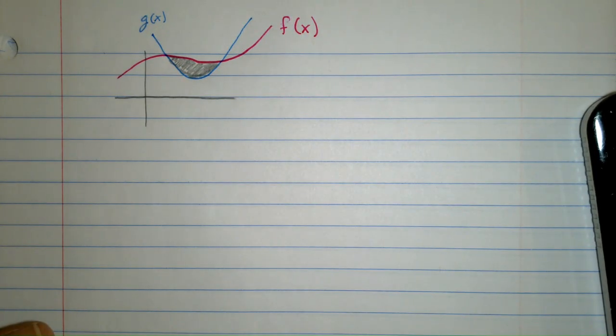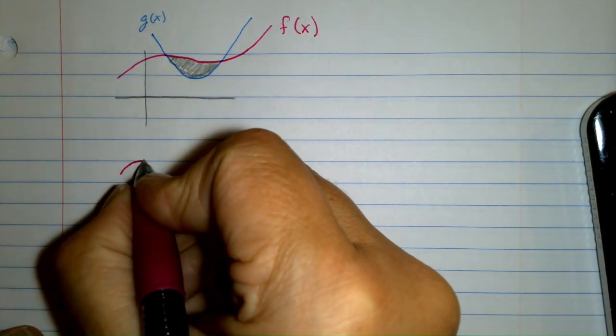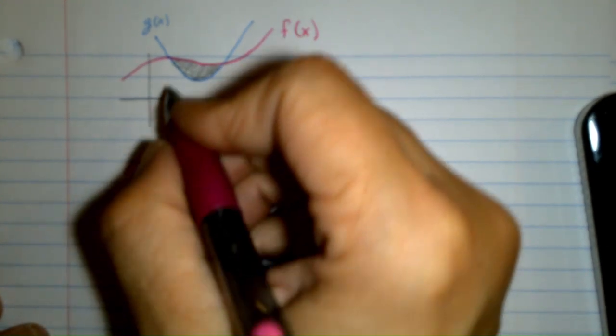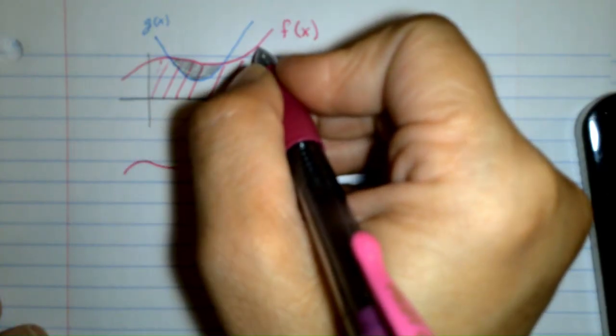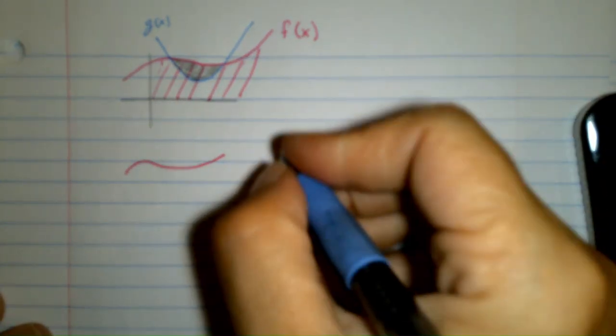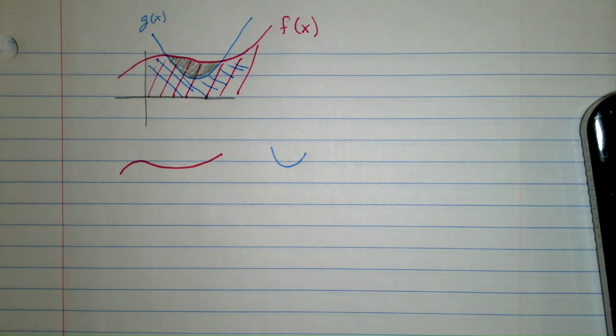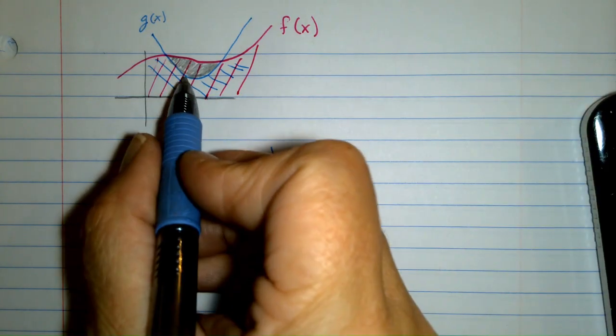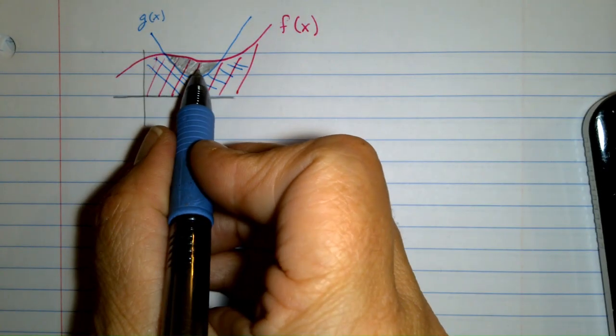Well, what we can do is we can kind of lift those off, right? You have your f of x, and you have the area under it. And then you have your g of x, and you have the area under it. If we were to take the entire area under f of x and subtract the area under g of x, what's left is just this section.